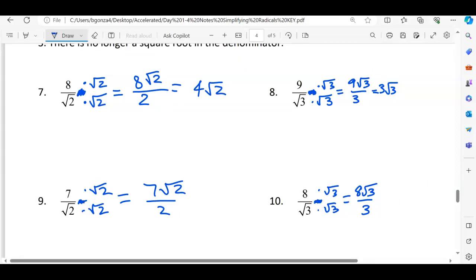Okay, flip it over. Last thing we got to do is talk about adding and subtracting. This should be pretty easy.